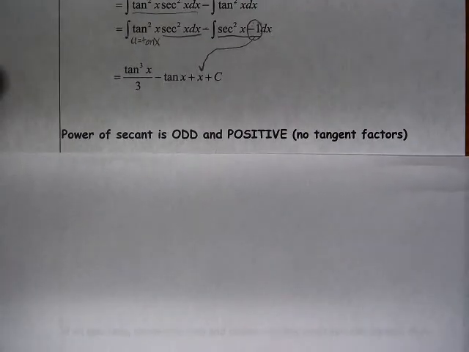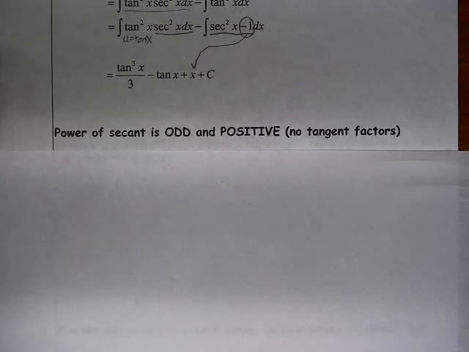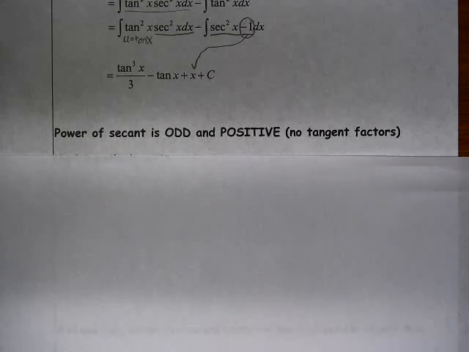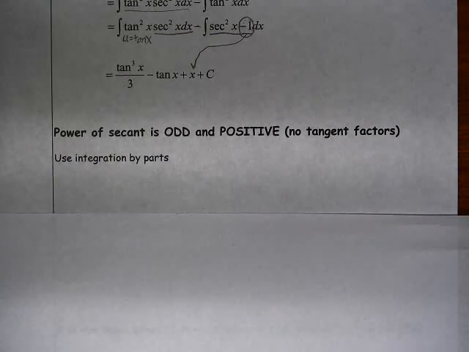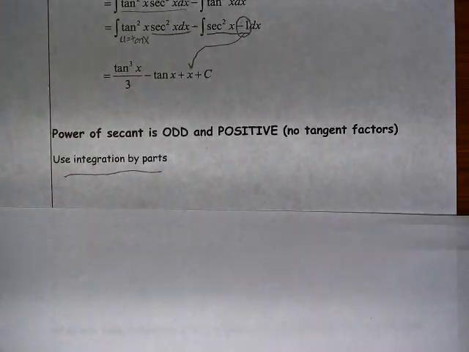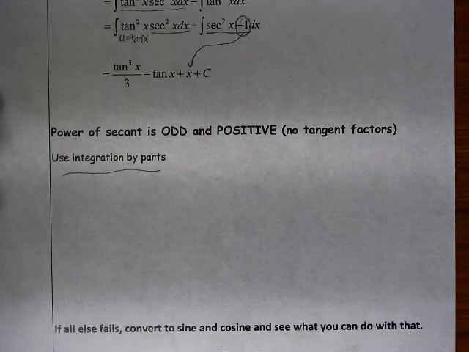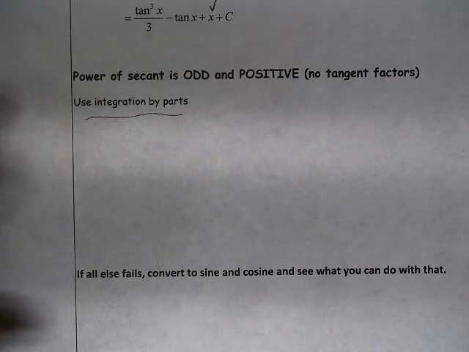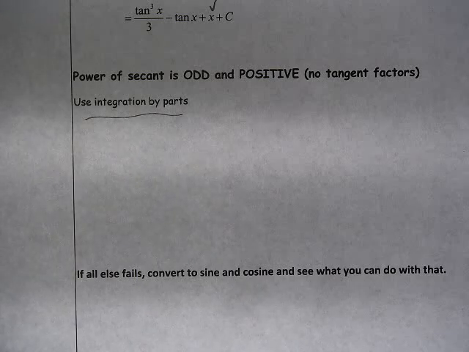Right? So we haven't talked about powers of secant being odd and positive. If we come across problems like this, where secant has an odd and positive exponent and there's no tangent factors, you can just use integration by parts for that, and it'll work out fine. All right. Sort of the option of last resort, if all else fails, try to convert everything to sine and cosine, and then see what kind of patterns you can see from there, and work that angle of it.